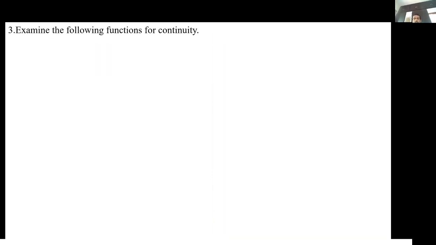So the second example you can try, it is just similar to the first example that I had explained. So let us go for the third example. Examine the following functions for continuity. So here the first function is f of x is equal to x minus 5.